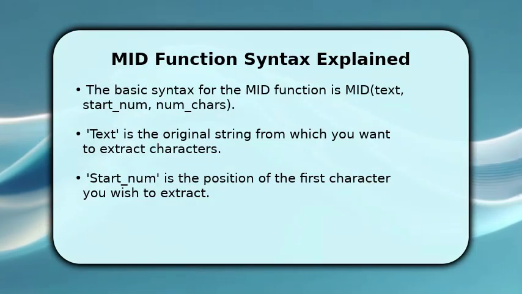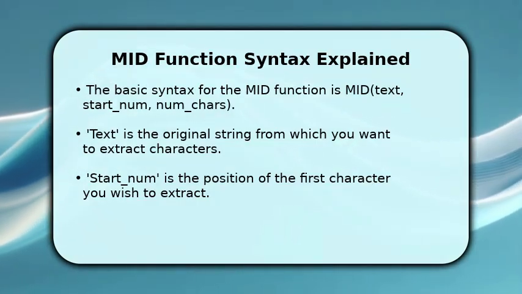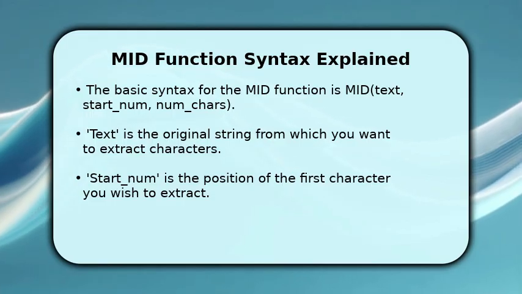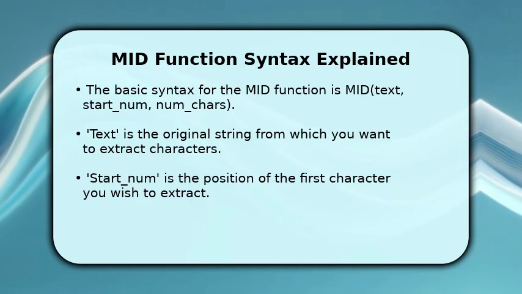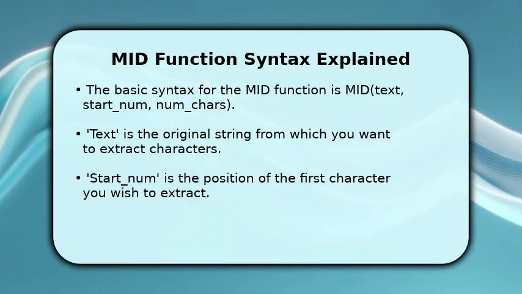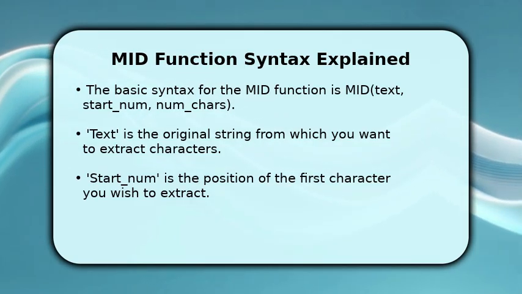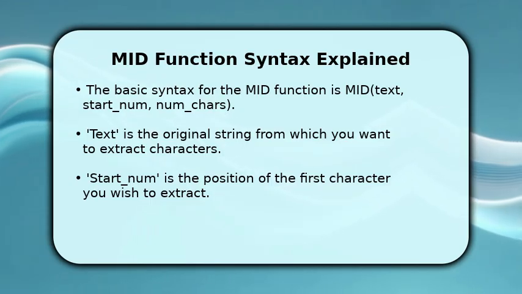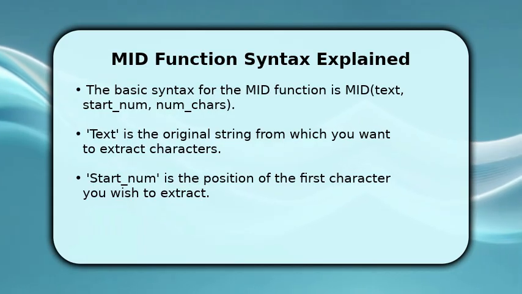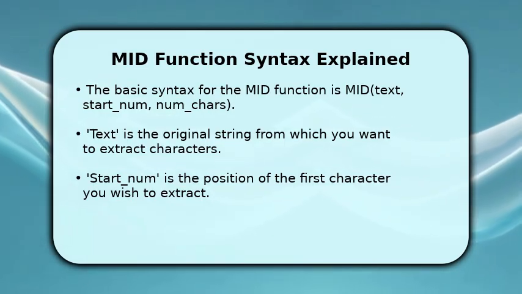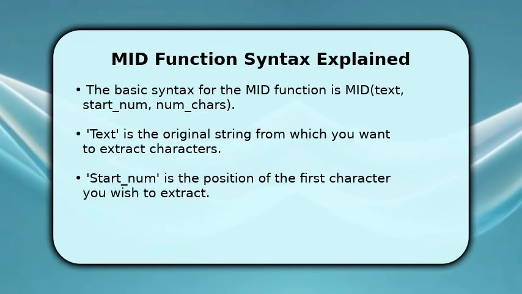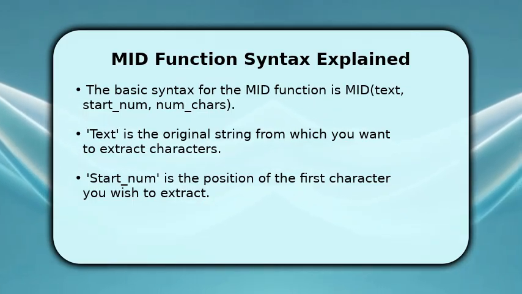Let's break down the syntax of the MID function. It takes three arguments: text, startNum, and numchars. The text is your source string, like a cell containing a name or an ID. StartNum is a number indicating where in that string you want to begin your extraction. Remember, the first character is position 1. Finally, numchars tells the function exactly how many characters to pull out from that starting point. Understanding these three parts is key to mastering MID.